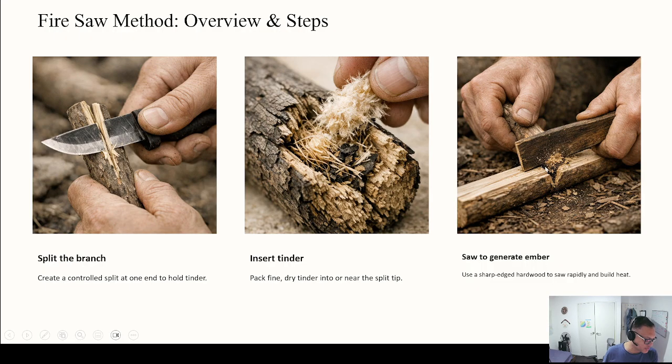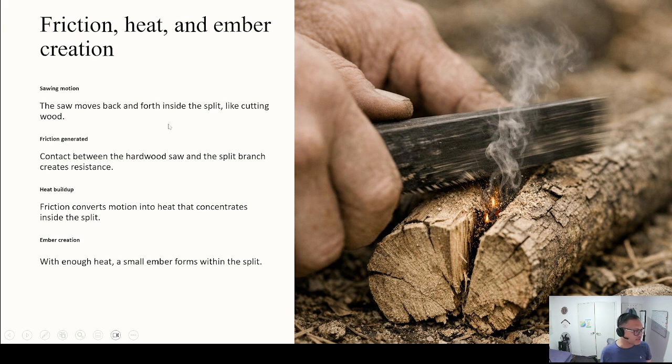Then you do a saw motion using this, back and forth. So use a sharp edge hardwood. It could be a boomerang, which can be used. When you do that saw method, it will generate heat. So the saw moves back and forth inside the split. See here. It's like cutting, you are trying to cut the wood, but basically you are generating that friction. The contact between the hardwood saw and the split branch will create a resistance, which is friction. Friction converts motion into heat, and it's concentrated in one single area.